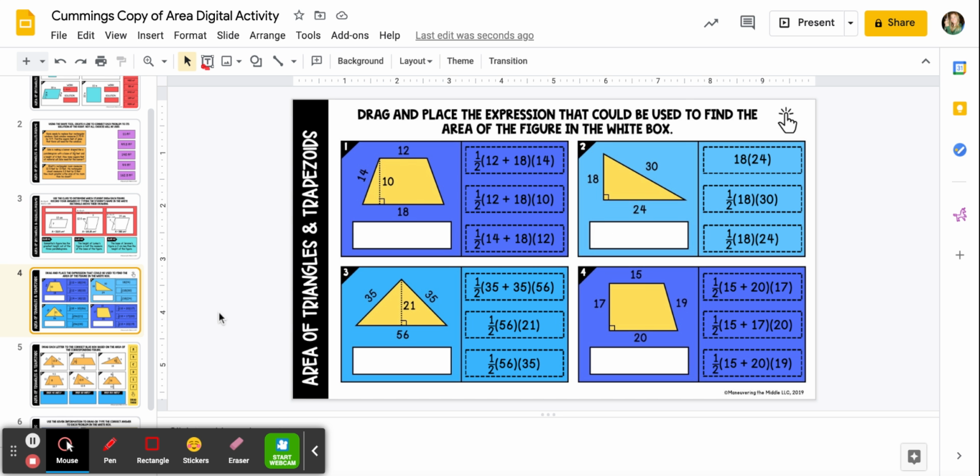All right. So slide number 4. You just have to drag and place the expression that could be used to find the area of the figure in the white box. You should be using the formula sheet I gave you in order to plug in the numbers into the formulas. So this is a trapezoid, this is a triangle, this is a triangle, and this is actually a trapezoid. All right, so you're going to be using those formulas and plugging in the numbers. They're not asking you for the answers. You just have to drag the numbers that make sense.